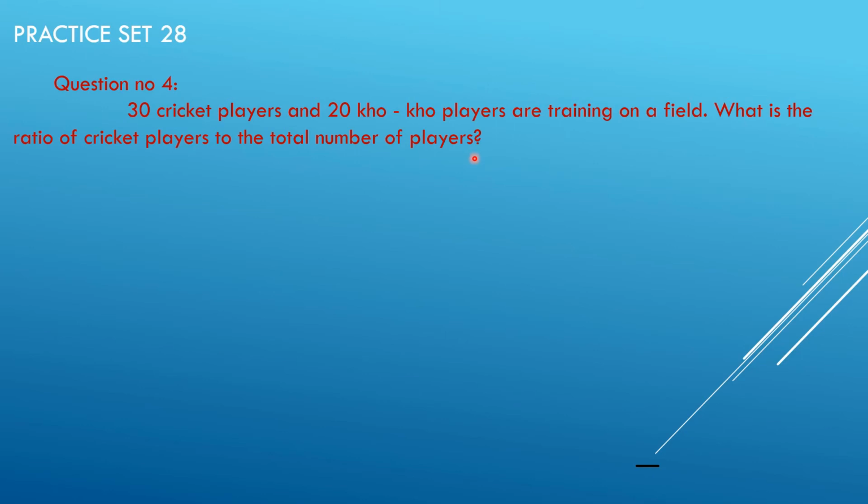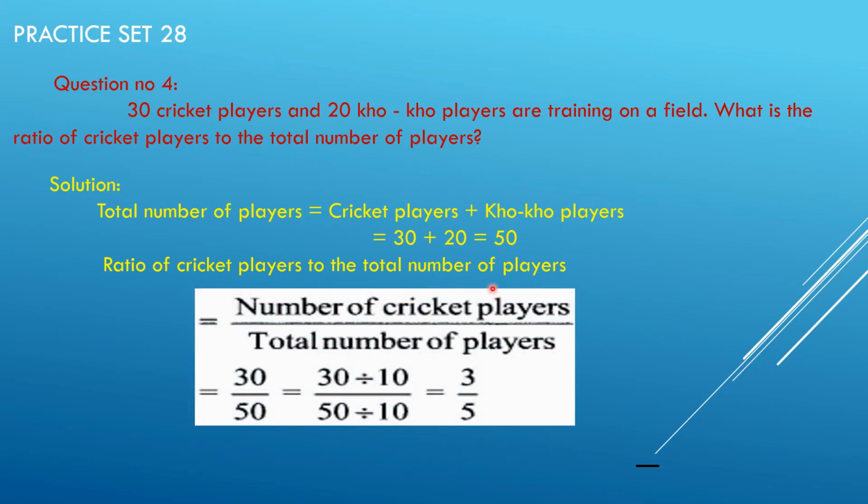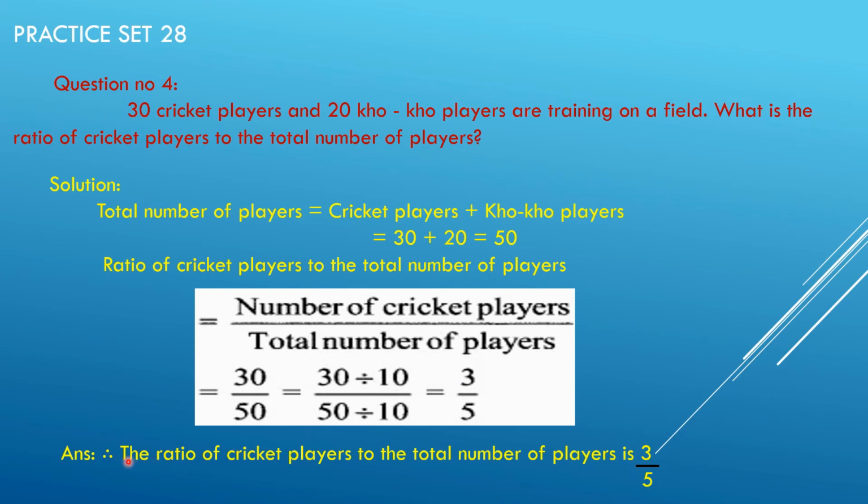Solution, total number of players is equal to cricket players plus Kho players, that is equal to 30 plus 20, which is equal to 50. And the ratio of cricket players to the total number of players is equal to number of cricket players upon total number of players, that is equal to 30 upon 50, and the HCF of 30 and 50 is 10. Therefore 30 divided by 10 upon 50 divided by 10 is equal to 3 upon 5. And the final answer: the ratio of cricket players to the total number of players is 3 upon 5.